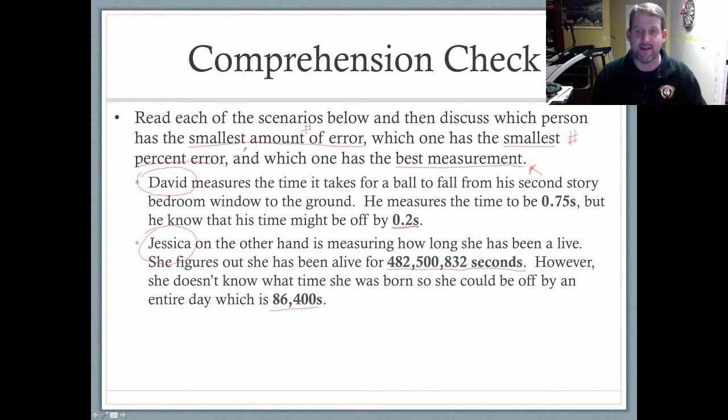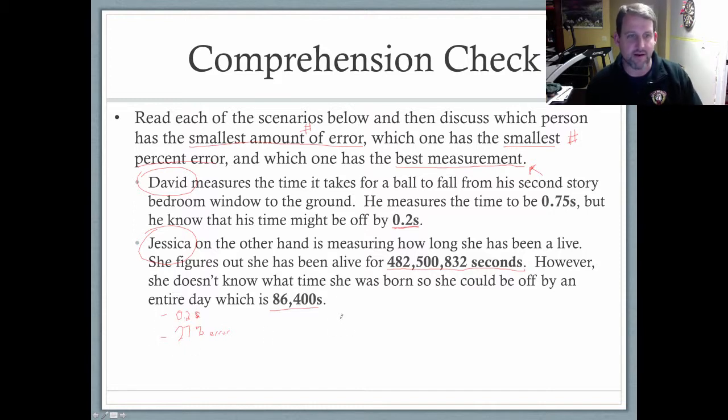All right, so we all got it. Hopefully we saw that the percent error here is the 0.2 divided by 0.75, and that should be times 100. I should have put that in the last slide. My apologies. So 0.2 divided by 0.75 is equal to about 27% error for David. And that's about 0.2 seconds of error, right? So there's his amount of error.